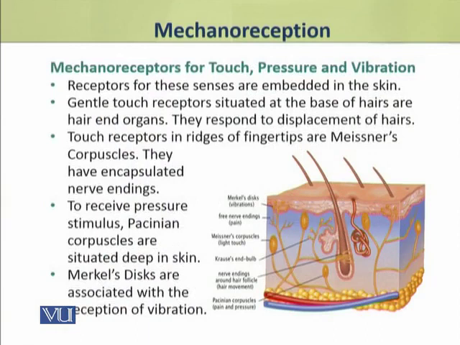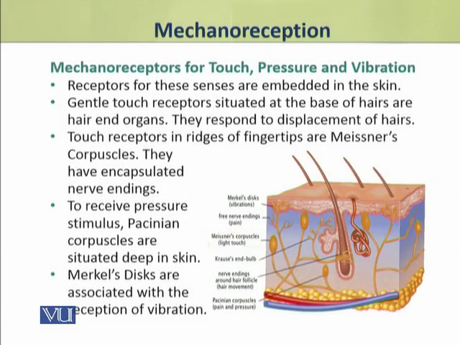Dear students, we shall discuss different types of mechanoreceptors one by one. Here we shall discuss the mechanoreceptors for touch, pressure, and vibration. Receptors for these senses are embedded in the skin. The gentle touch receptors are situated at the base of hairs. These receptors are called hair end organs. They respond to displacement of hairs, very little movement or very little displacement of hairs.